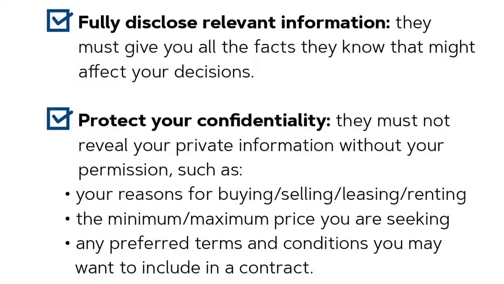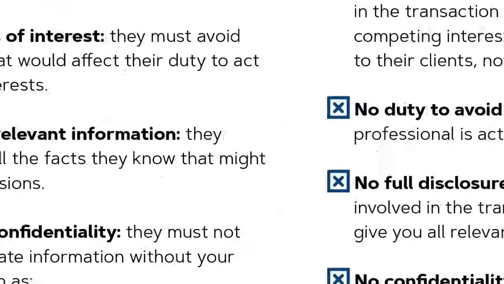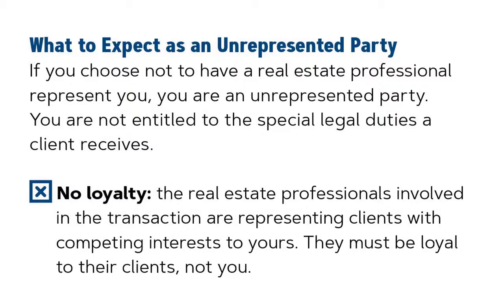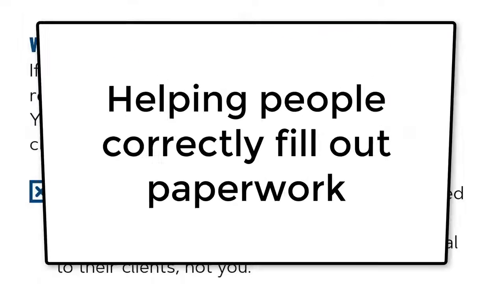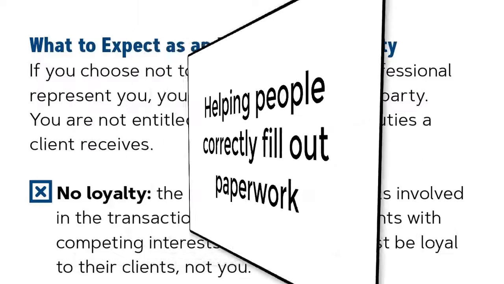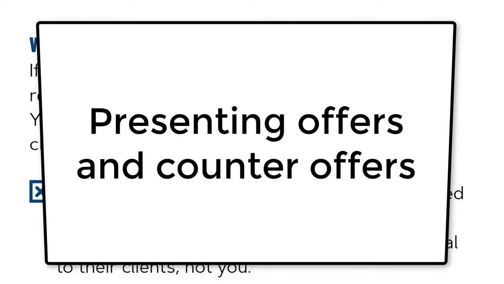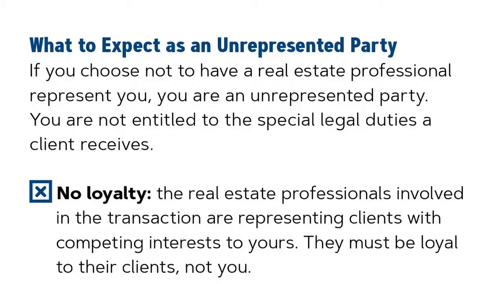protecting your confidentiality. Third, an overview of what being unrepresented means. An unrepresented consumer will have no agency relationship with the licensee, which means your realtor is not working on your behalf in the transaction. Your realtor may still provide some limited trading services, which include providing general market information and standard forms, helping people to correctly fill out paperwork, and presenting offers and counteroffers. But they cannot offer any advice.